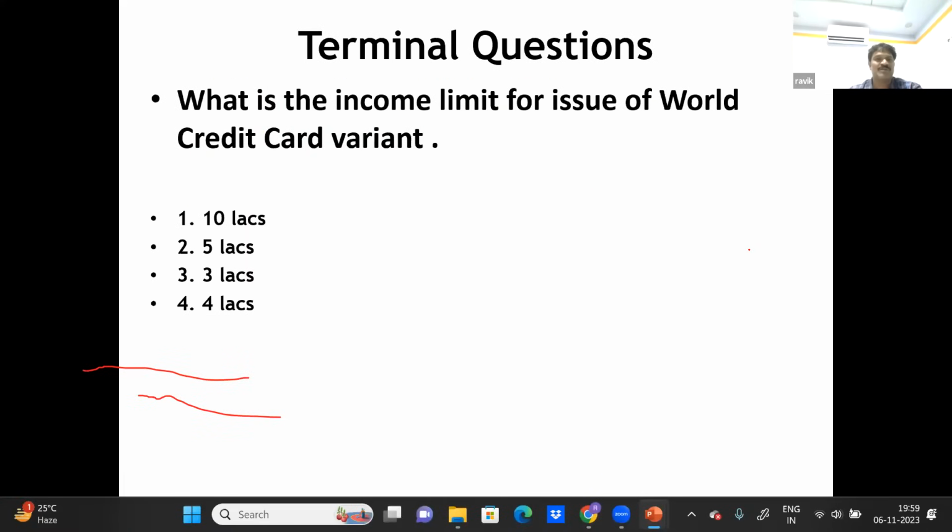Now, let us go to some questions. What is the income limit for issue of the world credit card variant? If somebody wants to take the World credit card variant, what is the minimum income? I told you in my first slide. Very good. No sir, it is not 1 lakh, it is 10 lakhs. There are 3 incomes we have seen there. For the World card, it is 10 lakhs. If you are missing the answer, again you have to read the presentation.